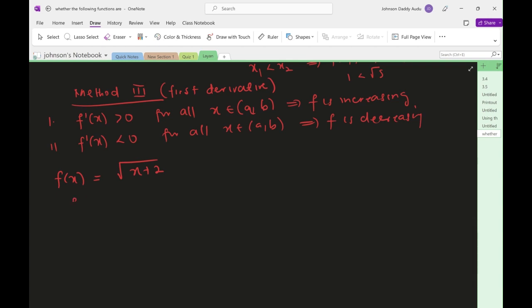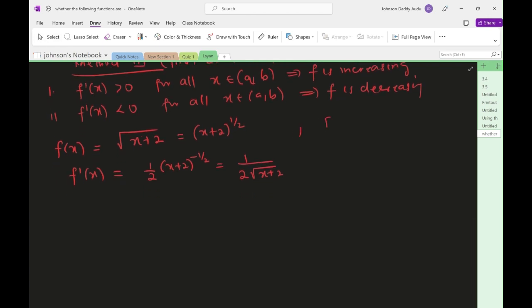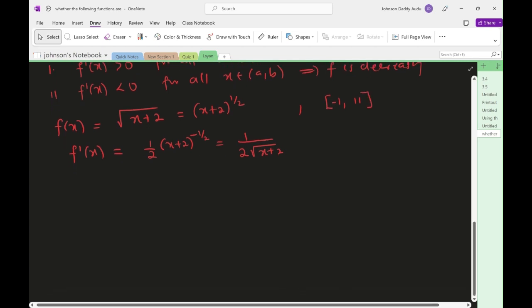So what you need to do now, for example, this is our function f of x equals the square root of x plus 2. All you need to do is differentiate this function. Remember, you can write this as (x plus 2) to the power half. The derivative is going to be half (x plus 2) to the power minus half, so this is just 1 over 2 root of (x plus 2). Now don't forget our interval is from -1 to 11.